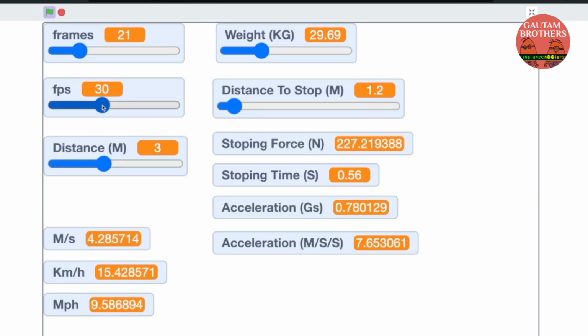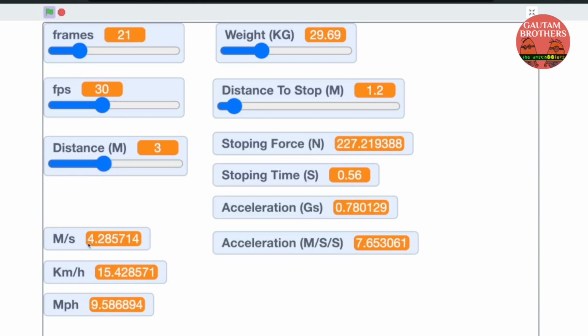FPS is the FPS your camera was recording at. The limits are 60 to 10 FPS. No camera actually records at 10 FPS, but just in case. Ours was recording at 30 FPS. And based on how far the measurement distance was, it was 3 meters. It can go up to 6 and as low as 1 meter.